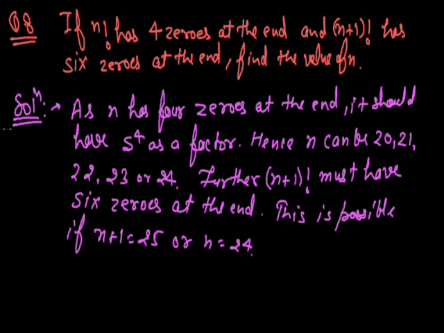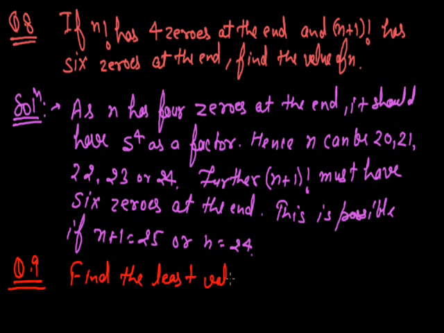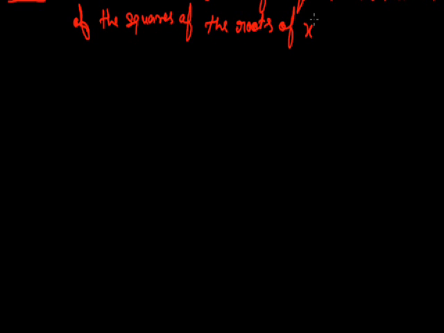Moving to our next question, question number 9. Find the least value of a for which the sum of the squares of the roots of x square plus a minus 2 x plus 1 minus a is equal to 0 is least.